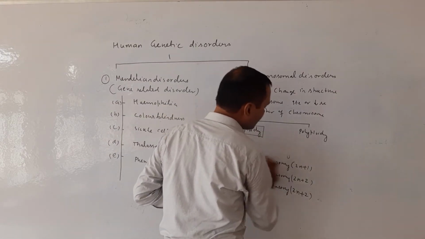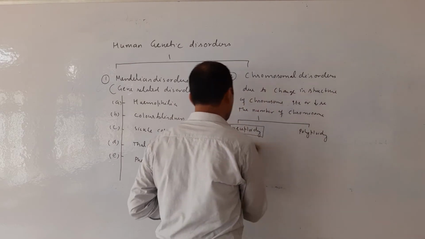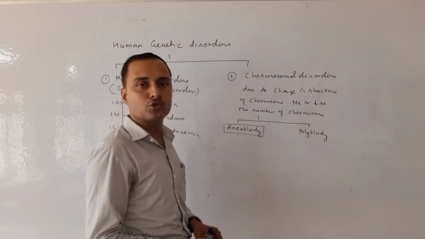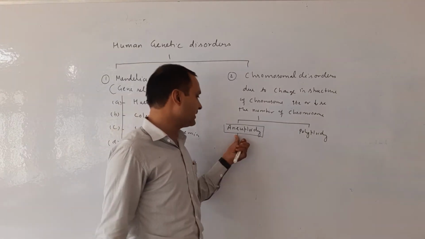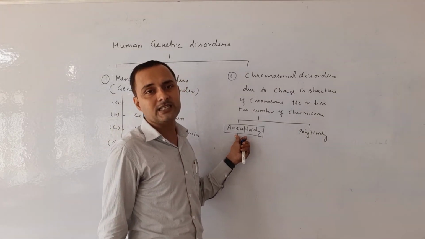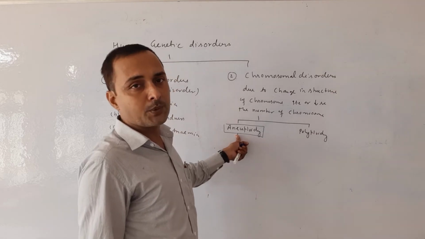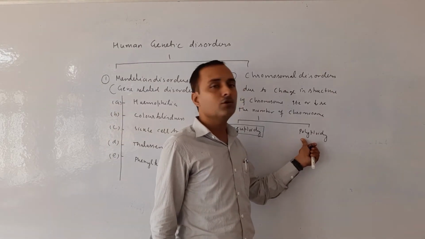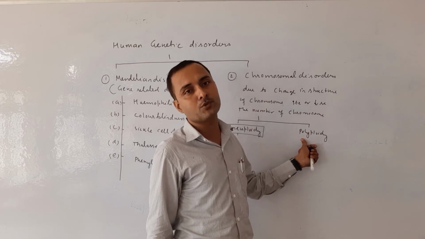Polyploidy is mostly found in plants. In case of polyploidy, there is a complete increase of the whole set of chromosomes. In case of aneuploidy, there is an increase or decrease in the number of chromosomes from the diploid set. But in case of polyploidy, there is an increase of the whole set of chromosomes.